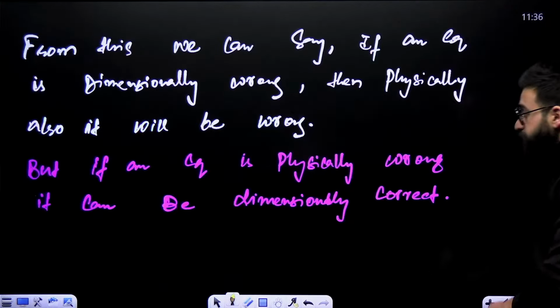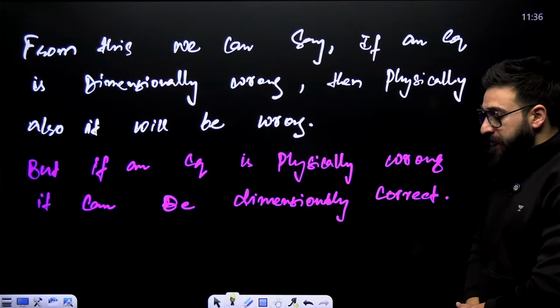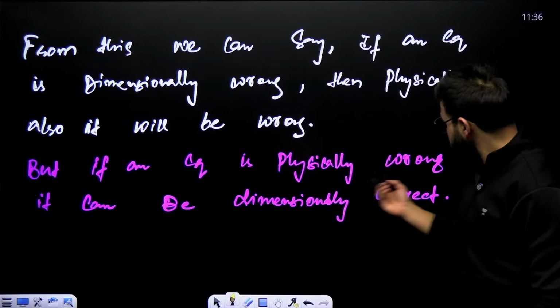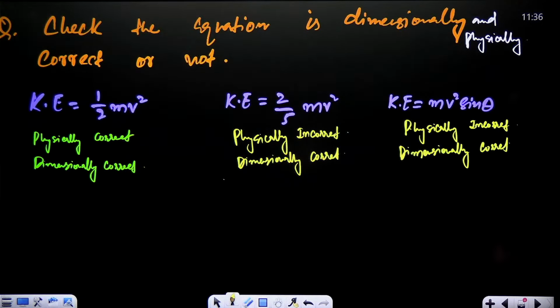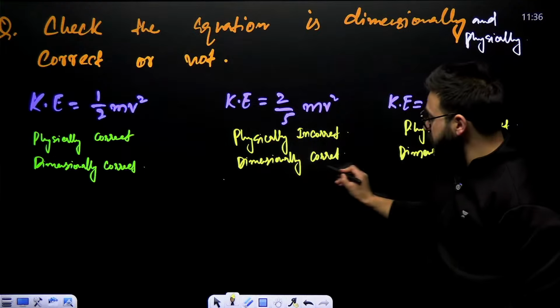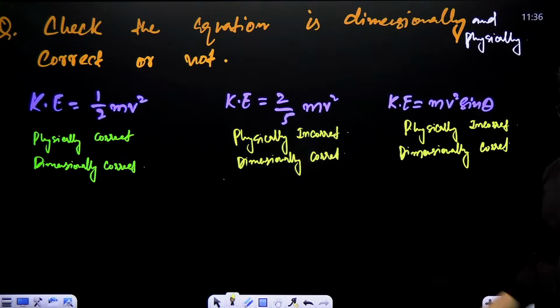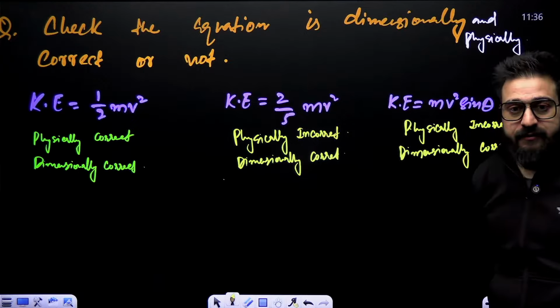Next point. But if an equation is physically wrong, it can be dimensionally correct. See, this equation is physically wrong, dimensionally it can be correct.